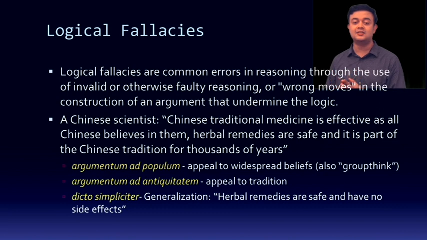The first logical fallacy is called argumentum ad populum. Most of these logical fallacies have Latin names. Argumentum ad populum means appeal to widespread beliefs. It's also known as groupthink. Here, the argument is that the medicine is effective because all Chinese believe in it, right? That is why it's an ad populum logical fallacy. Another logical fallacy is argumentum ad antiquitatem, because it is an appeal to tradition, as it's part of the traditional Chinese remedy.